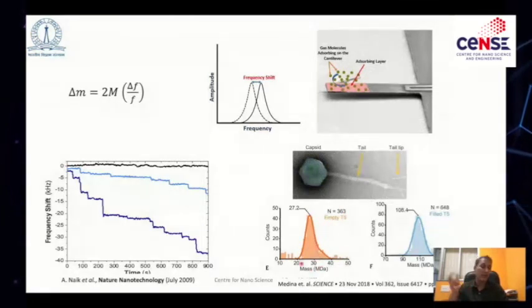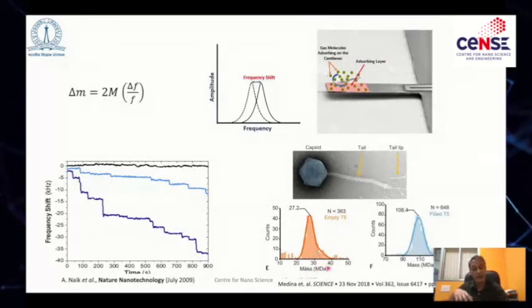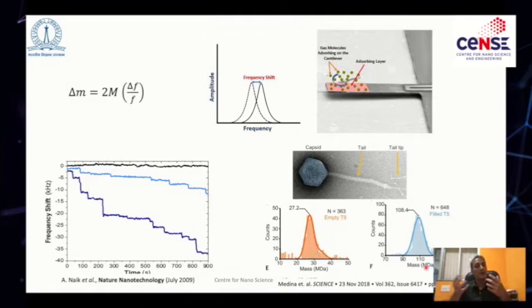So the mass is about 30 megadalton, equivalent to 30 million hydrogen atoms. If it is filled with DNA, then it has about 100 megadalton. So they are able to identify this. You can use these systems to do very precise mass measurements of biological entities.